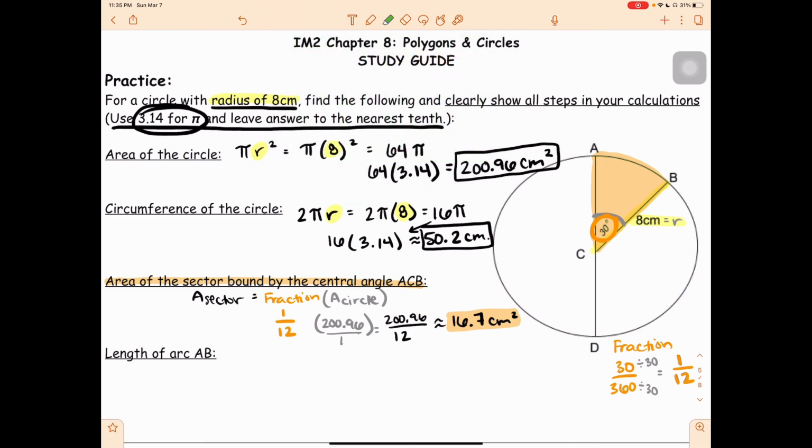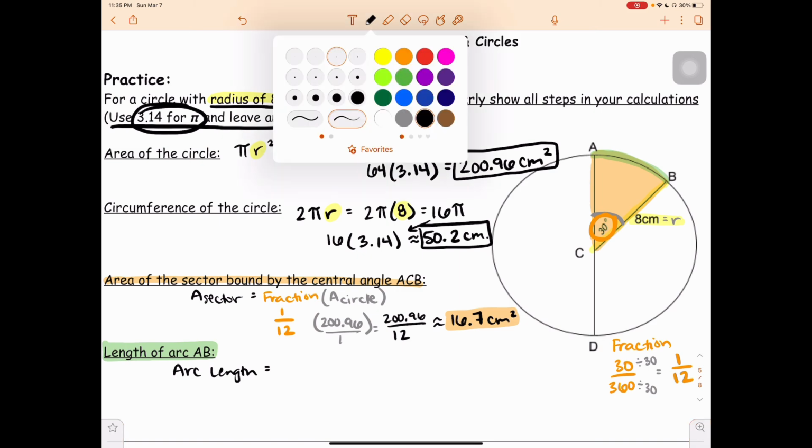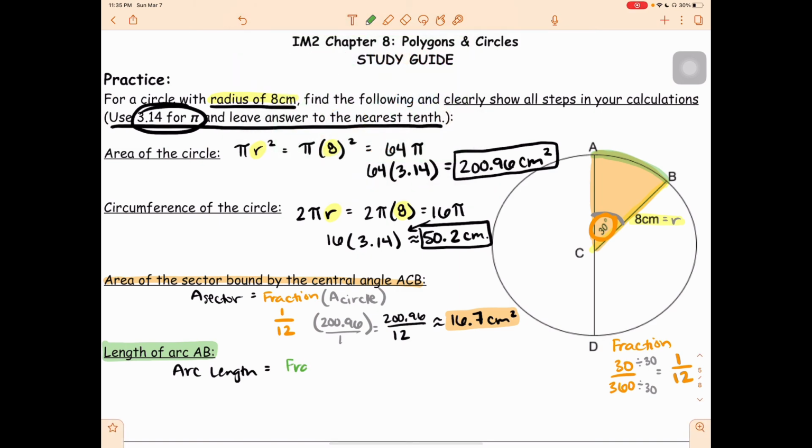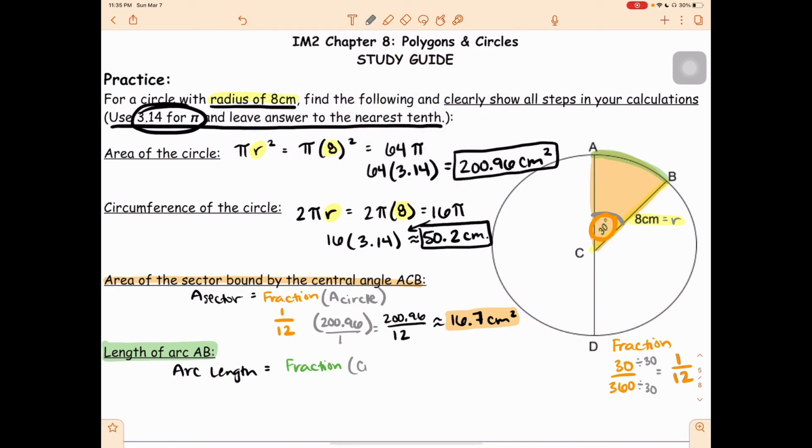Now if we're trying to find the length of arc AB, the length is circumference, but we only want to find this part of the circumference, the length AB. So it's very similar to the area of the sector again. The arc length is equal to the fraction of that arc times the circumference of the circle. So this is what you'll use every time.